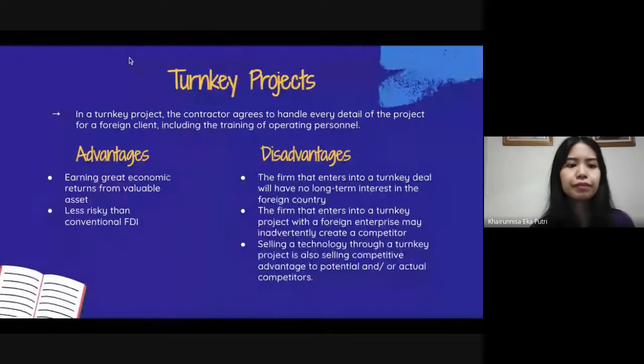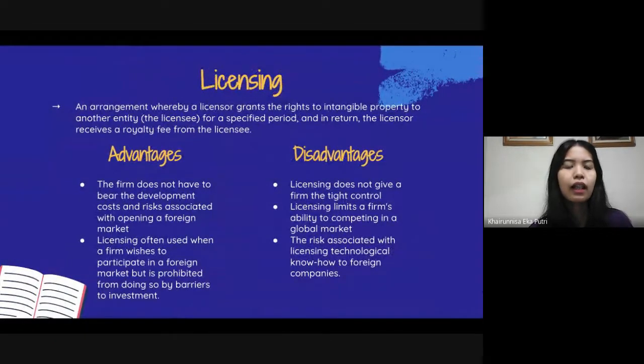Next, licensing. Licensing is an arrangement whereby a licensor grants the rights to intangible property to another entity for a specified period, and in return the licensor receives a royalty fee from the licensee.